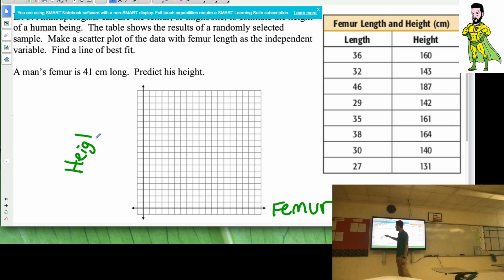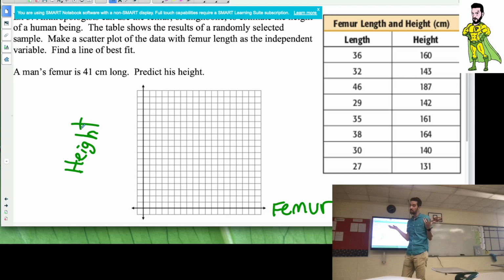Now, by the way, wouldn't you think the longer someone's leg bone is, the taller they're going to be? Right? It'd be pretty strange if you had a real short femur and you were 9 feet tall. So I would assume that there's going to be kind of a positive correlation, maybe, rather than a negative one. Let's see what we got.